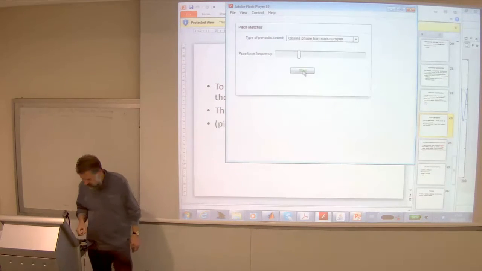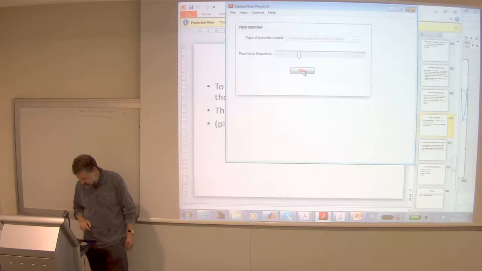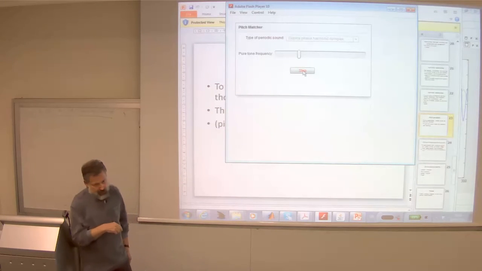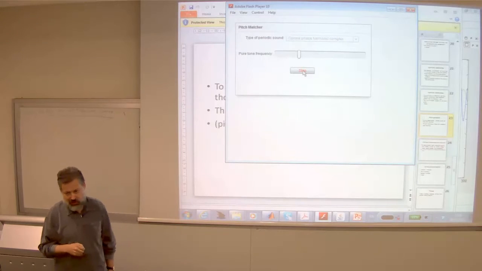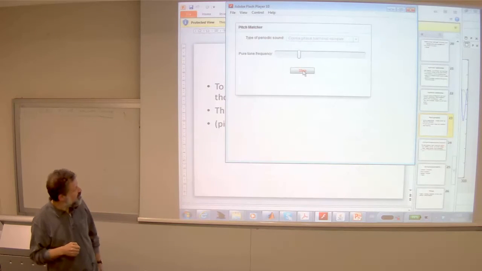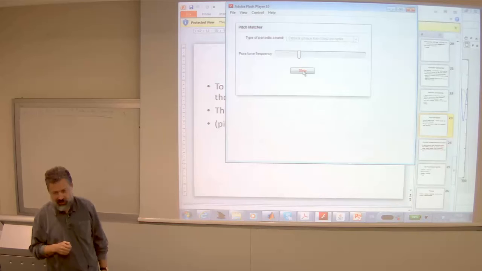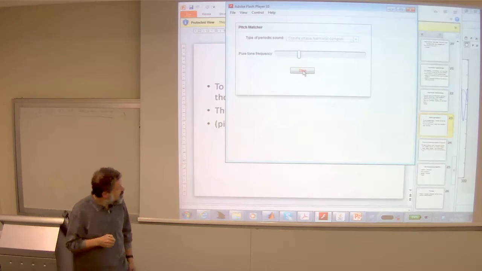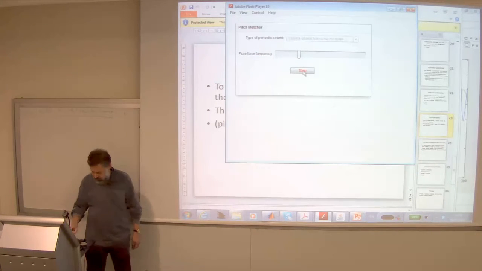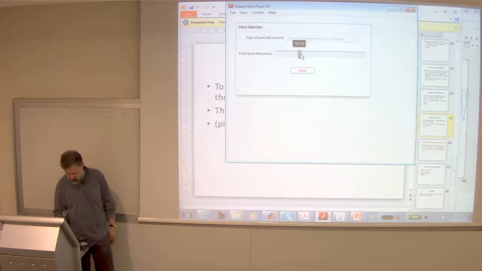a pure sine wave and a sound which is not a pure sine wave. It's a squishy sound. Is its frequency above or below that of the sine wave? Above. So what you do in pitch matching is shift the frequency of the sine wave. Are they the same?